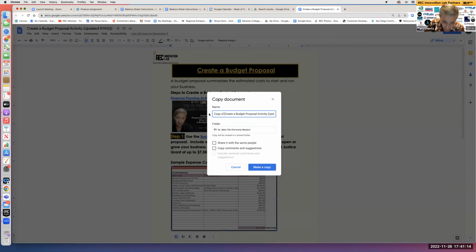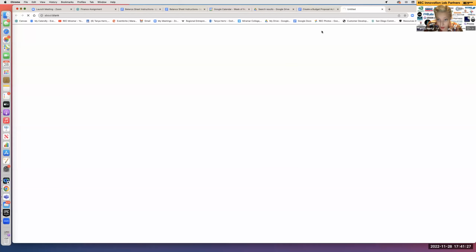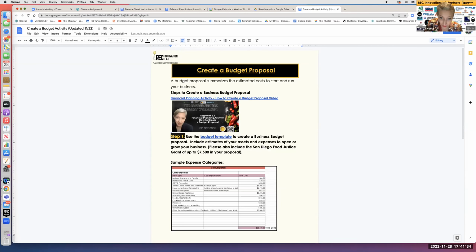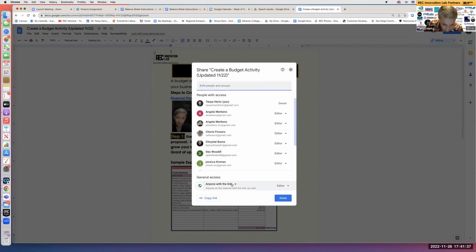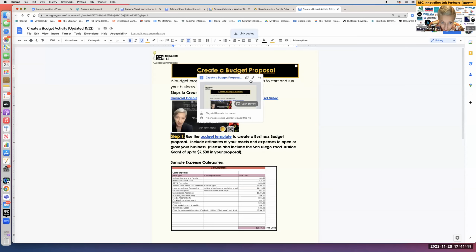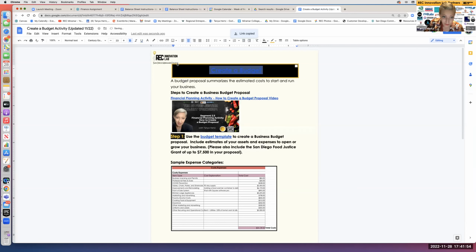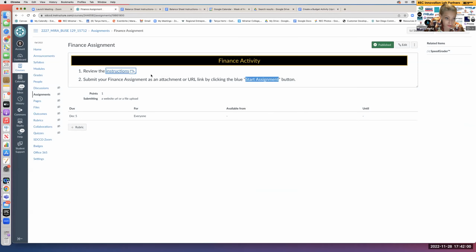We're going to say create a budget activity, and we are in November of 2022. And I'll give you the option. You can do one or the other for this activity here. And put the instructions in here. So now you have the instructions for both, and I'll put these instructions, Command C, into the assignment.